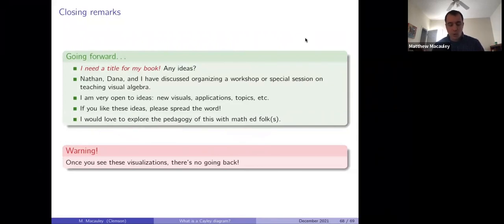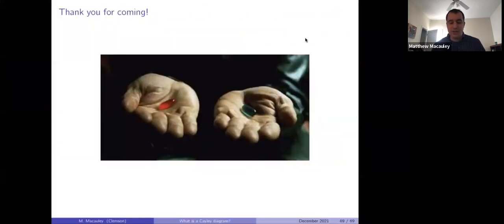But I will give you the warning, once you see these visualizations and you teach algebra, you really can't unring that bell. You cannot go back and teach it without these visualizations once you see them. So I like to say that this is sort of like choosing to take the red pill in the Matrix. So I invite you, if you're interested in this, to take the red pill, and also tell you it's so much more fun to teach this way and to meet students and chat in office hours with these visuals, with Cayley diagrams, than it ever was without it.